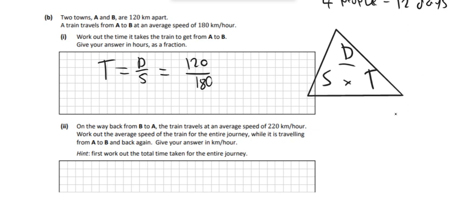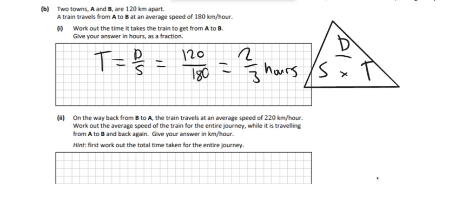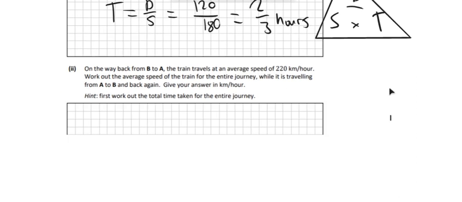You can put that in the calculator if you want, but it wants it as a fraction in hours. For my answer here, it's 2 over 3. Should have seen that anyway. Yes, 2 over 3 hours. On the way back from B to A, the train travelled at an average speed of 220. So work out the average speed of the train for the entire journey.